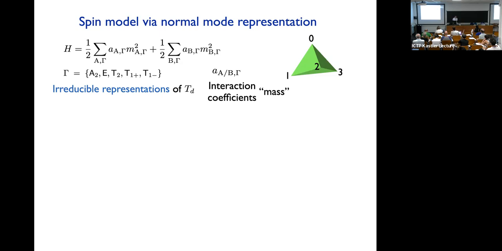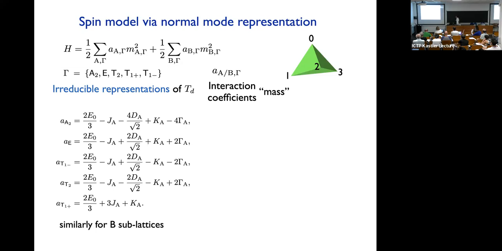And there are normal mode interactions like that on the A tetrahedron and the B tetrahedron. You may argue that you can't separate the degrees of freedom like that, because each vertex is shared by an A tetrahedron and a B tetrahedron. You just count twice, and you correct that by multiplying by a factor of half, then you're perfectly fine. For example, you can work out the mapping from that microscopic model to this normal mode analysis, and all of these A coefficients are basically the mass terms, or interaction coefficients, which represent the energy cost to excite each mode.